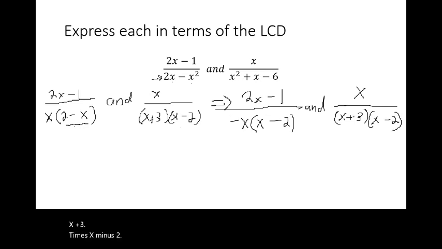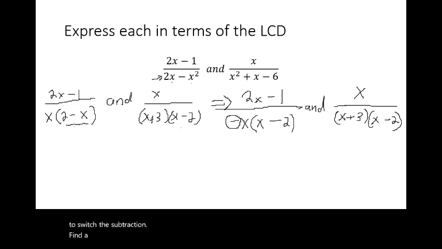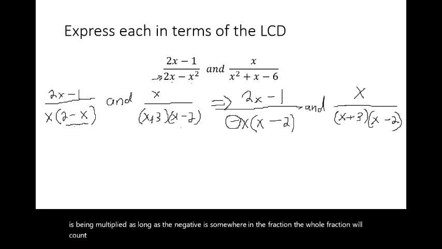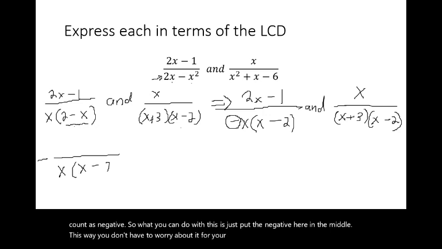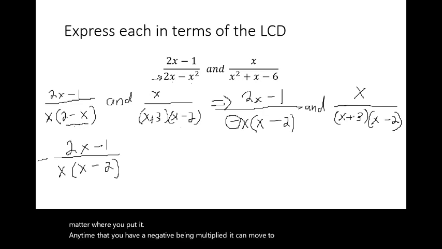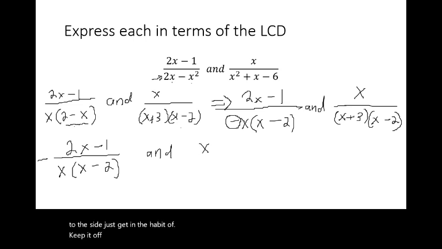And then for this negative that is in the denominator, the -1 that you had to factor out in order to switch the subtraction, finding common denominators is hard enough as it is. So when you have a negative like this that is being multiplied, as long as the negative is somewhere in the fraction, the whole fraction will count as negative. So what you can do with this is just put the negative here in the middle. This way you don't have to worry about it for your common denominators, because it doesn't matter where you put it. Anytime that you have a negative being multiplied, it can move to the numerator, it can move off to the side. Just get in the habit of keeping it off the denominator. Common denominators are hard enough as it is.